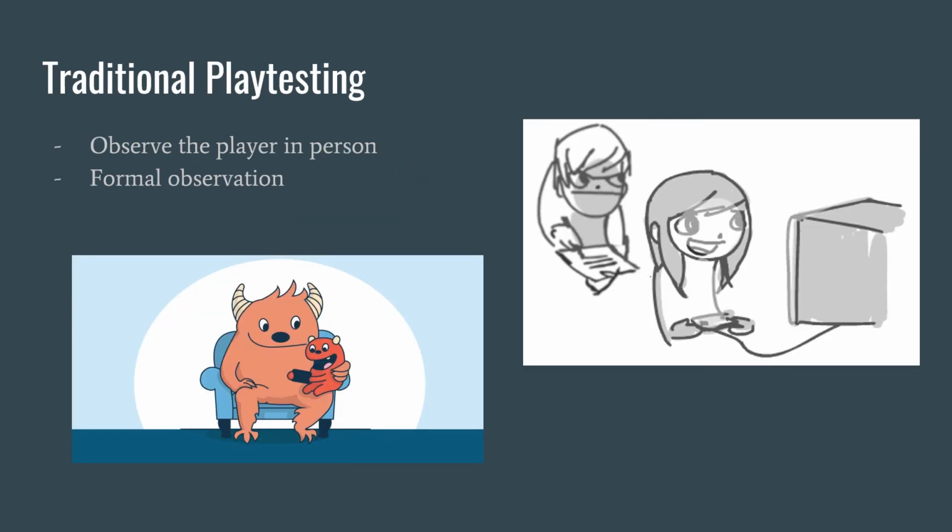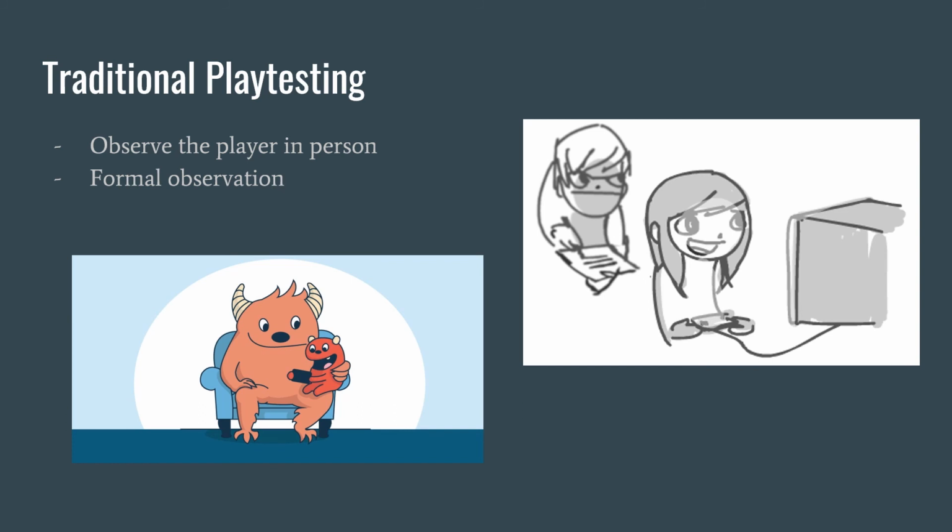The traditional in-person playtesting is where you bring in your market consumers and observe them while they play the game. This usually entails a very formal observation of the testers while they play the game over periods of time, usually a couple hours, but it can take up to a couple of days or even weeks.